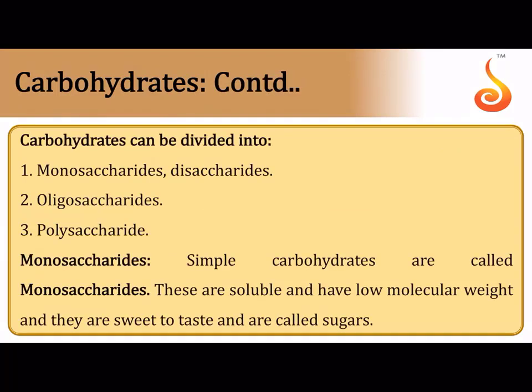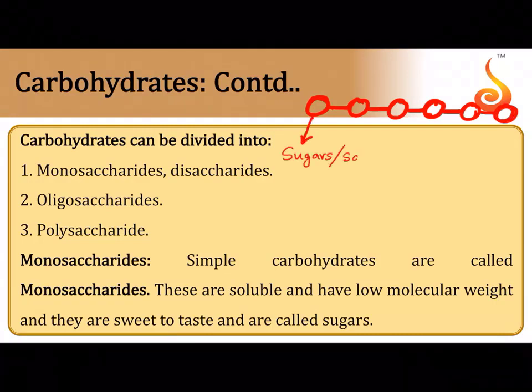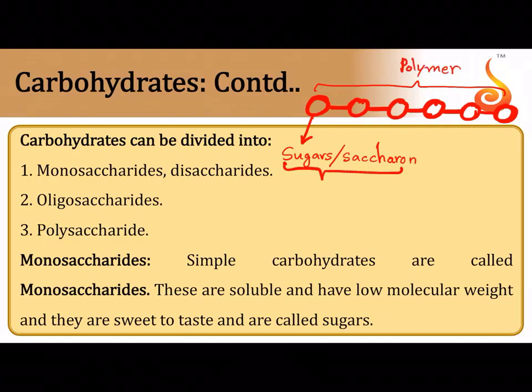And you know that they have individual units, like I keep telling for proteins. If you imagine the carbohydrate as a structure made up of a beaded chain, then these individual beads are referred to as the sugars, or the saccharon. And this entire chain is referred to as a polymer. So a monosaccharide, the sugar which makes up the polymer, is an individual bead, so it is the simplest unit.